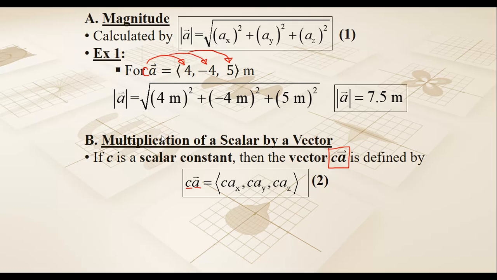Division's the same thing too. If we took a vector and divided it by a scalar constant, we would just take every individual component and divide by whatever that scalar constant value is equal to.